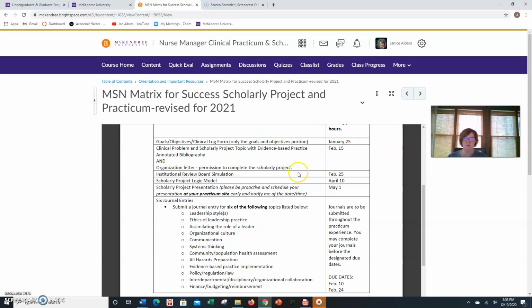Okay. Then moving on, they're going to get started right away talking with their preceptor about a potential project, what they're going to do, what their focus is. By February the 15th, they need to have the clinical problem and the topic nailed down, as well as diving into the evidence. What is the evidence-based practice on this particular topic, clinical problem? They're going to document that using an annotated bib. So this isn't like writing a paper. Again, being very clear with the students, because they're so accustomed to writing papers.